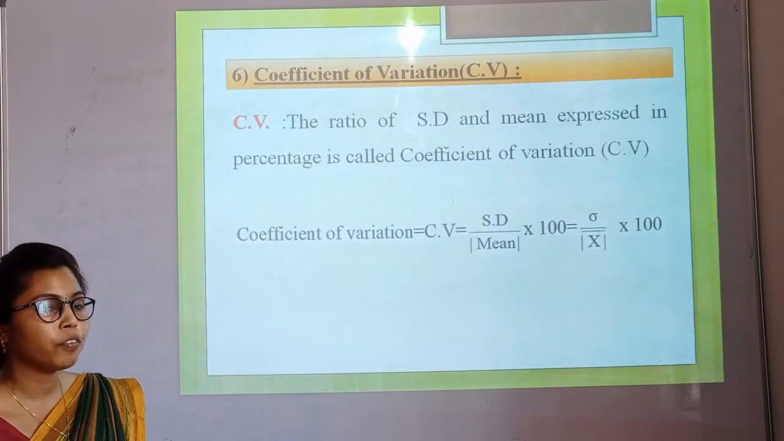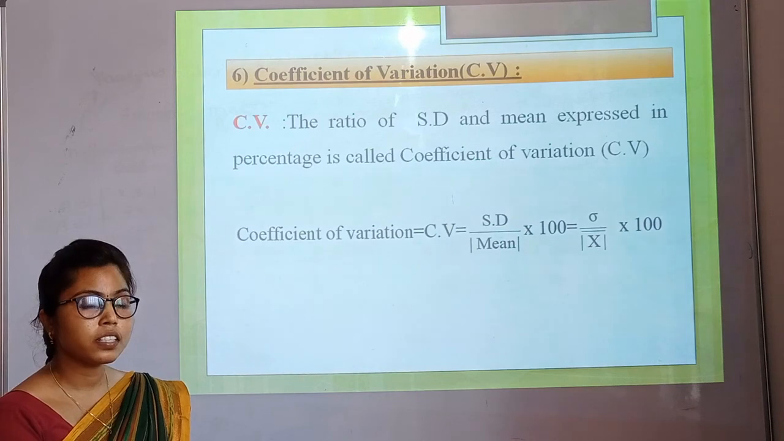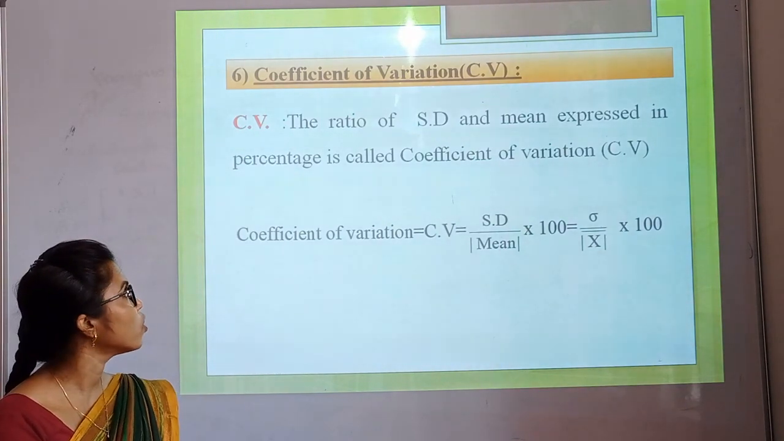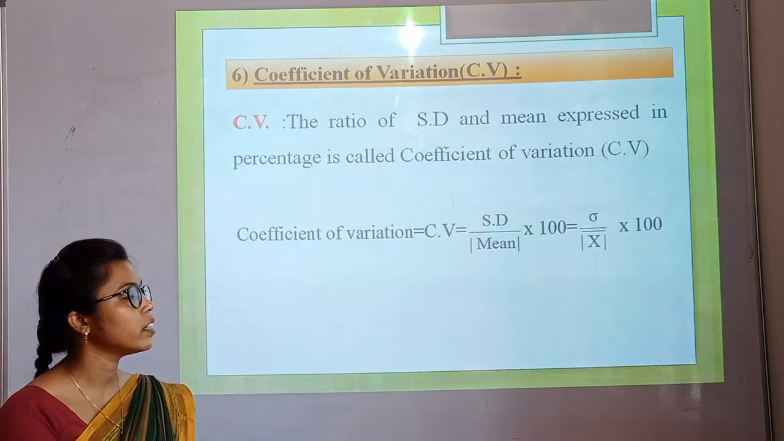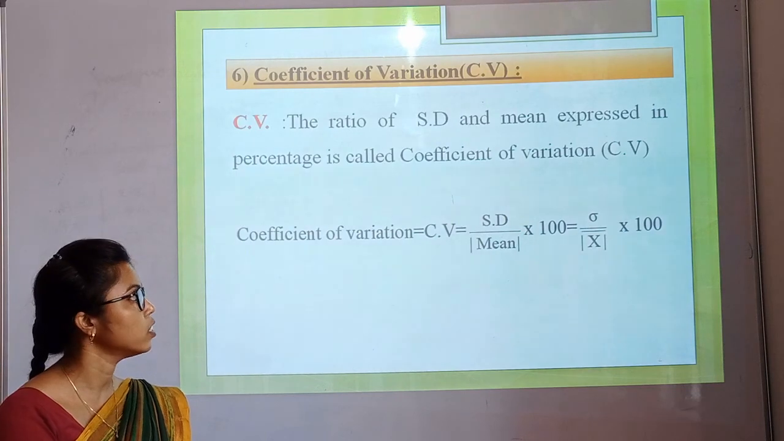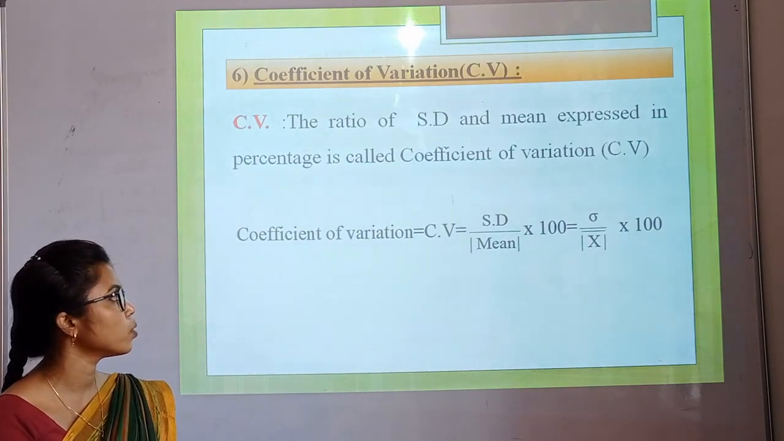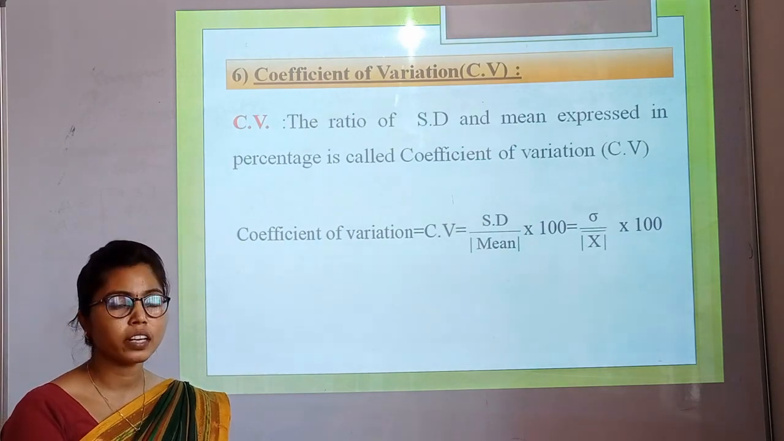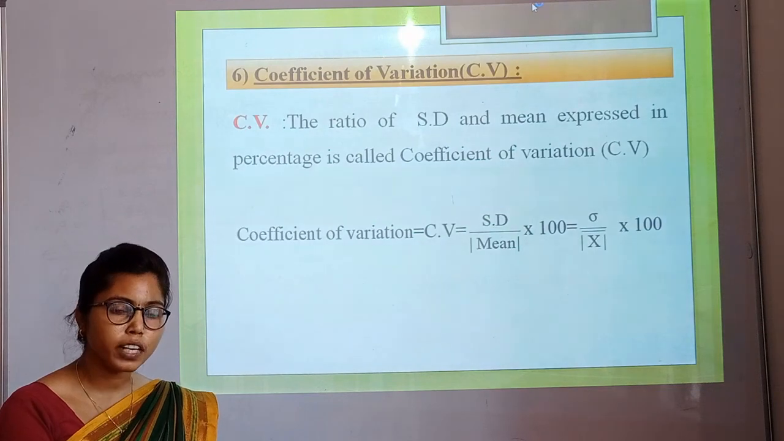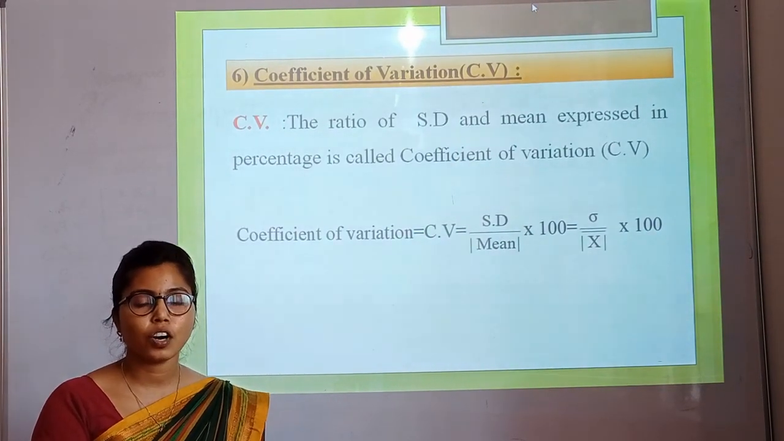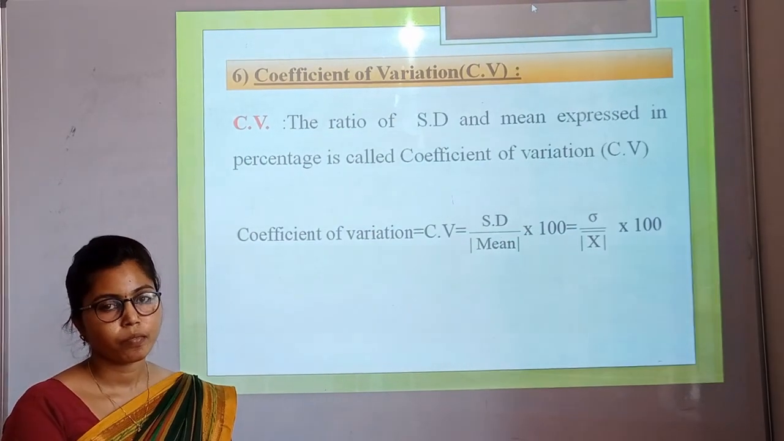Next is coefficient of variation, that is CV. CV is a relative measure. The definition of CV is the ratio of standard deviation and mean, expressed in terms of percentage. Then we get CV, that is coefficient of variation. CV is standard deviation divided by mean, multiplied by 100. This is the formula for CV, and it is the formula for all types of data: individual data, discrete frequency data or continuous frequency data.